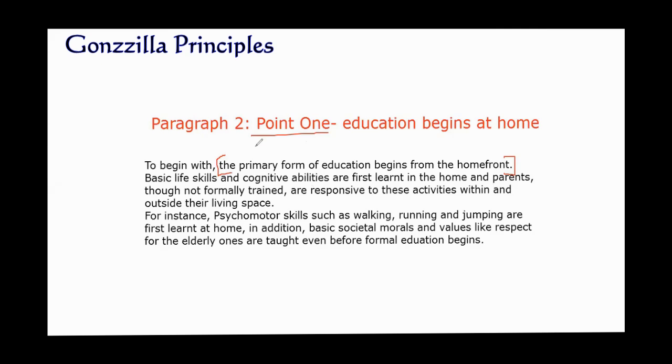To begin with, the primary form of education begins from the home front. Now, I can't say more than this. This is what I intend to discuss. So I'm building up my ideas towards this. So I'm wondering, what would my next sentence look like? Okay, fine, I have to build my second sentence, so I need something to hinge on. So I'm hinging on primary form of education, okay? I'm hinging on this phrase to build my next sentence.